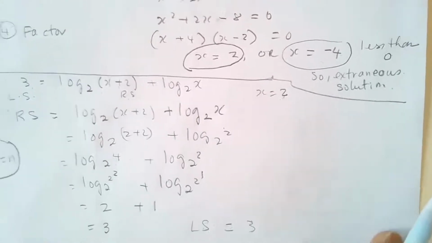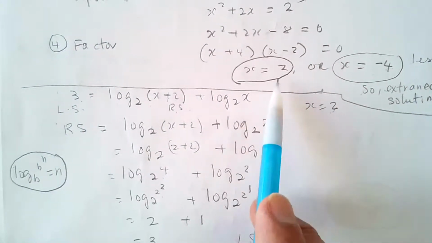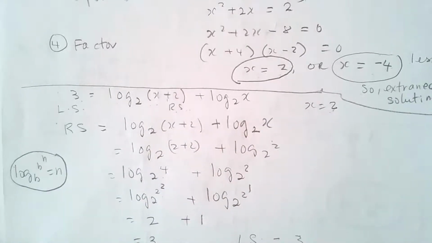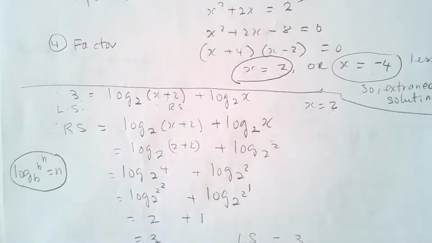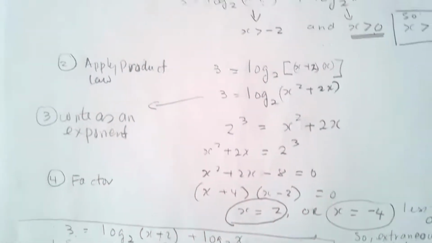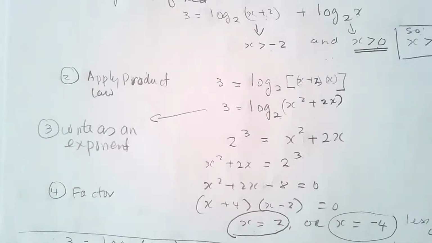We will verify our solution by substituting the value of 2 into our original equation. So we solve for the right side. We found that the right side is equal to 3, which is the same as the left side, which is also 3. There are two examples. I just said example B because it has more steps compared to example A.